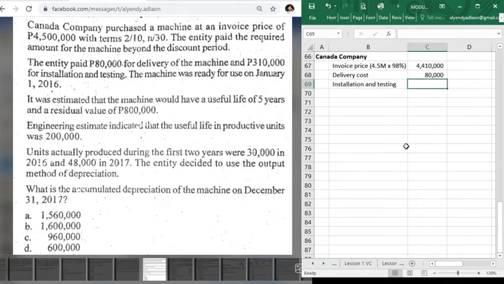And then, for installation and testing, okay, we have 310,000 pesos. So, take note that the installation and delivery are necessary costs. Okay, these are attributable costs that are necessary in bringing the asset to their present location and condition. So, 'di ba? Para maabot sa iyang present location, delivery cost. Para maabot sa iyang present condition, installation. Now, the machine was ready for use for January 1, 2016.